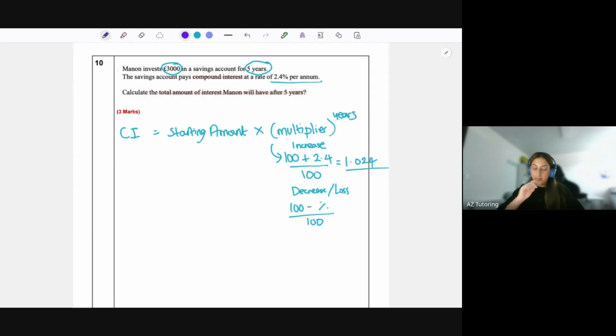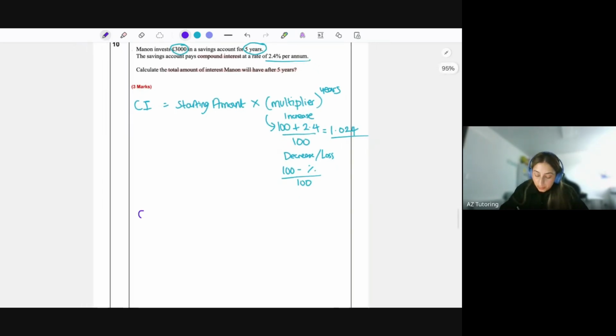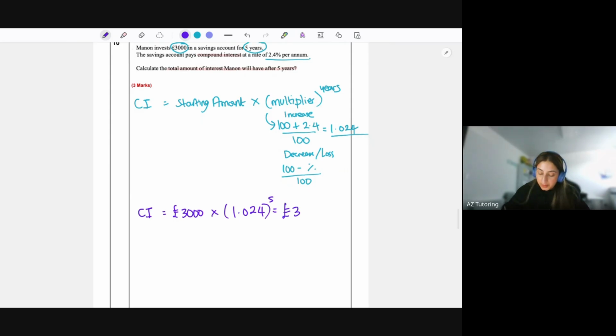All I'm going to do is put everything in my formula. So the compound interest is going to be starting amount, which is £3,000, times the multiplier 1.024 to the power of 5 years, because it's number of years. And that gives me, at the end of the 5 years, in his bank account, his money will have grown to £3,377.70. That's the final amount with the interest.